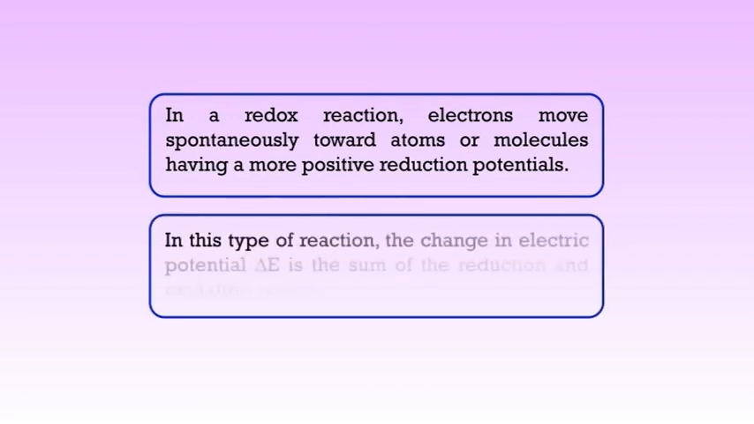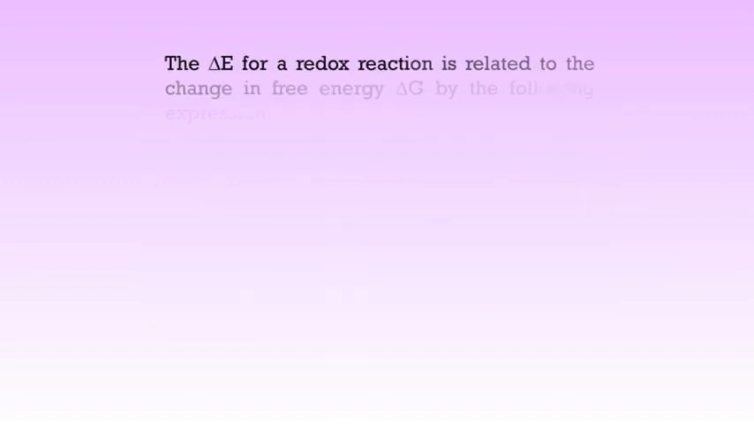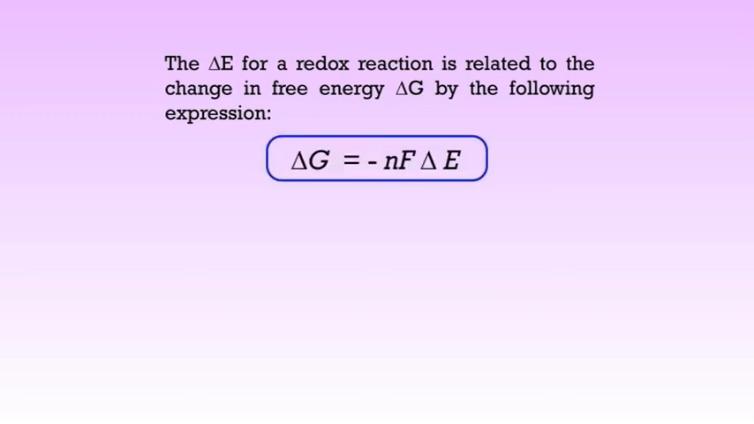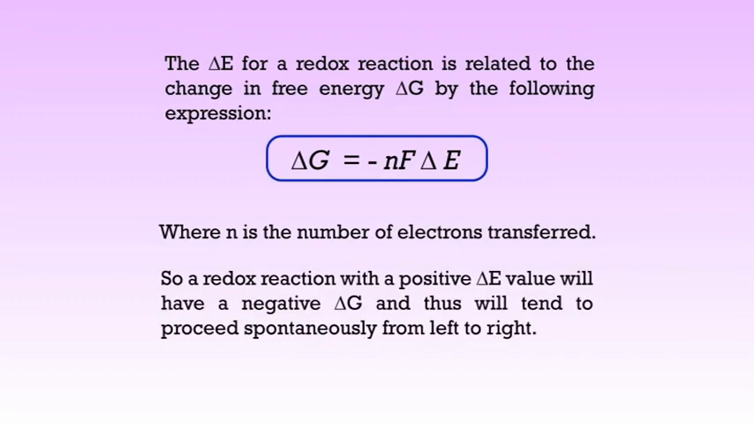potentials. In this type of reaction, the change in the electron potential, delta E, is a sum of the reduction and the oxidation potentials of the two half reactions. The delta E for a redox reaction is related to the change in free energy, delta G, by the following expression: delta G equals minus nF delta E, where n is the number of electrons transferred. So, a redox reaction with a positive delta E value will have a negative delta G and thus will tend to proceed spontaneously from left to right.